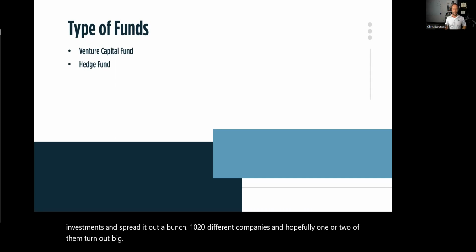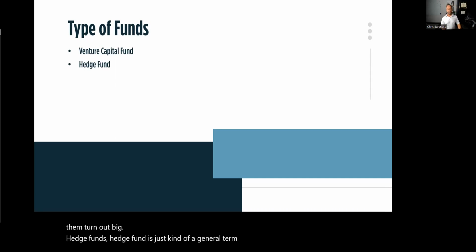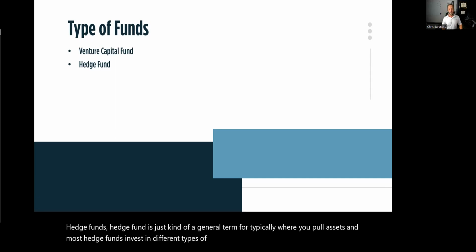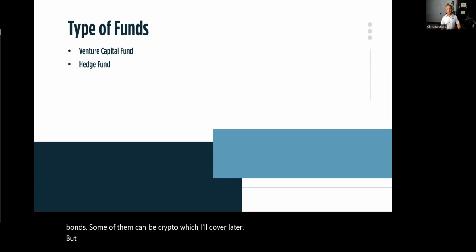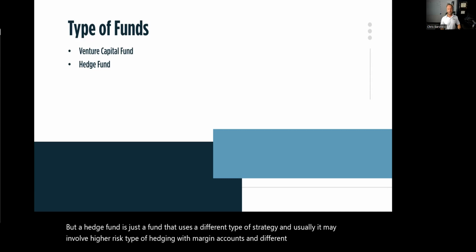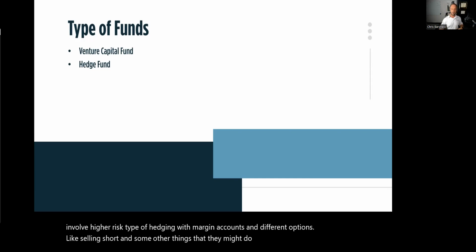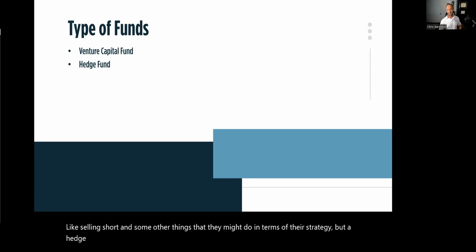Hedge funds. Hedge fund is just kind of a general term for typically where you pool assets, and most hedge funds invest in different types of securities, whether it's stocks, options, bonds. Some of them can be crypto, which I'll cover later. But a hedge fund is just a fund that uses a different type of strategy. And usually it may involve higher risk type of hedging with margin accounts and different options, like selling short and some other things that they might do in terms of their strategy. But a hedge fund can be anything that usually just invests in securities typically.